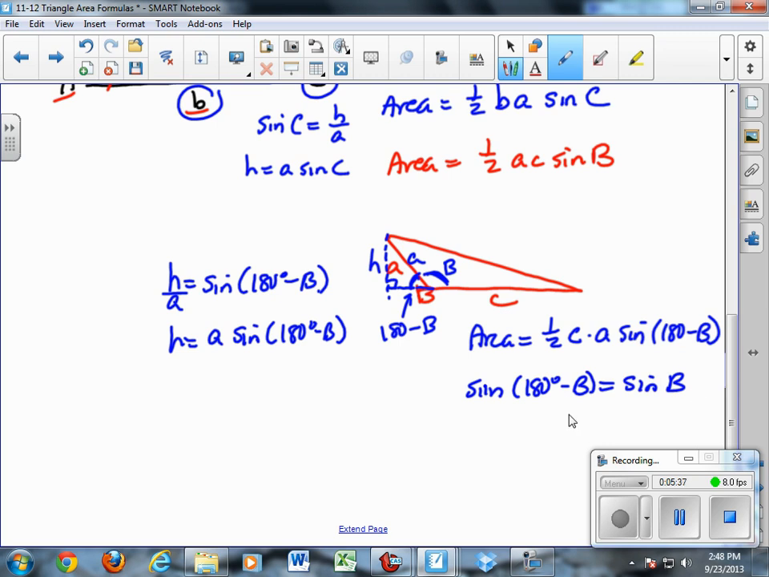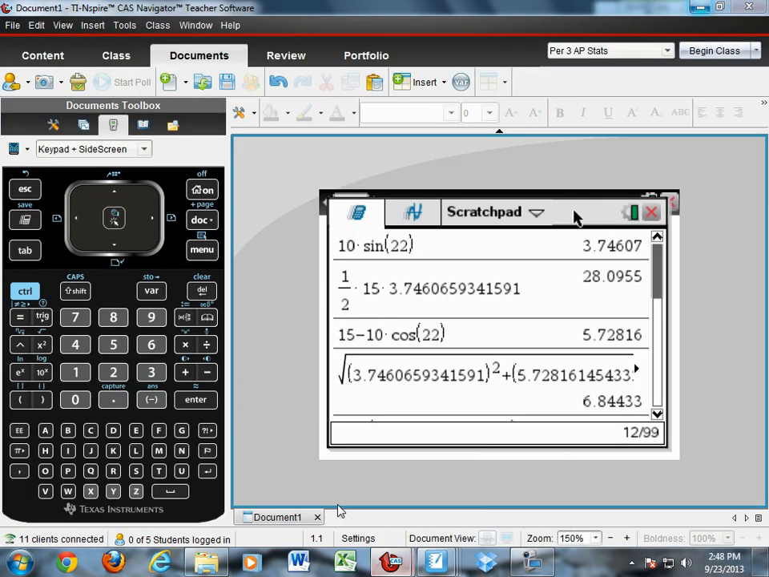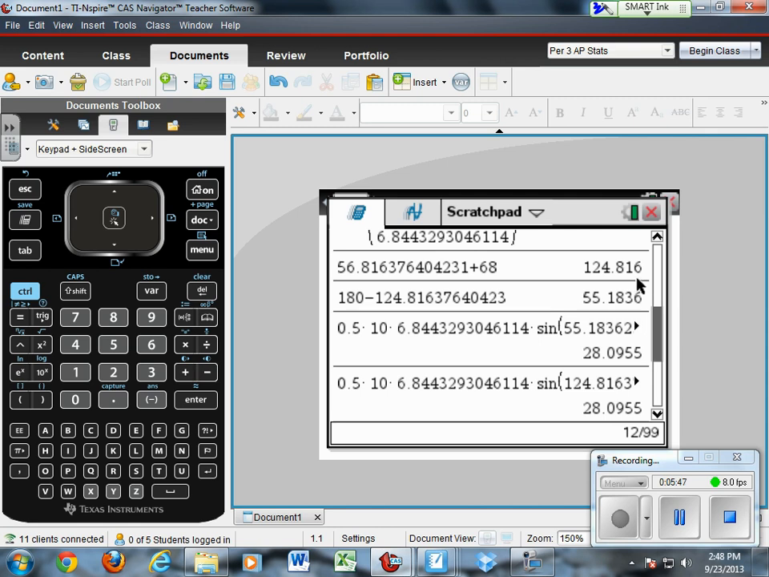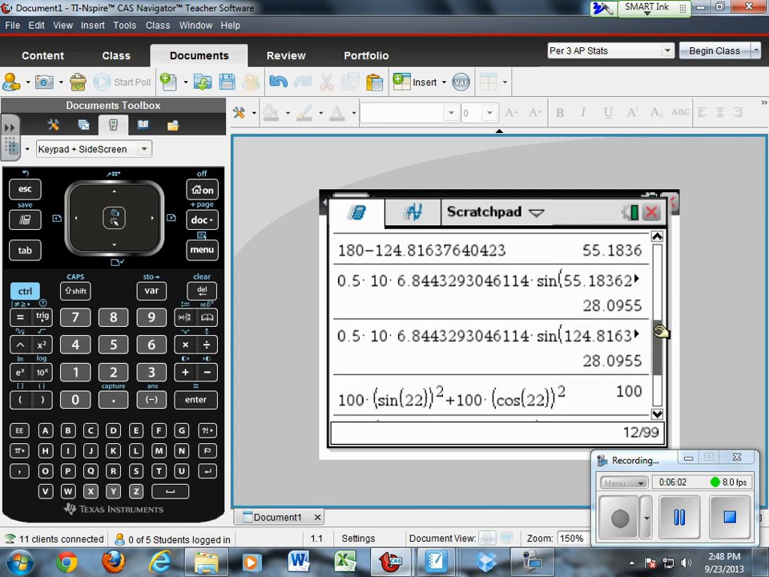And in the particular example that we used, I'll show you on the calculator what I did here. I have to go down a little ways. Angle B turns out to be 124.816. 180 minus angle B is 55.1836, and I calculated the area using both angles. So there's 0.5 times 10, side A is 6.844, and I used both angles, got the same thing each time.